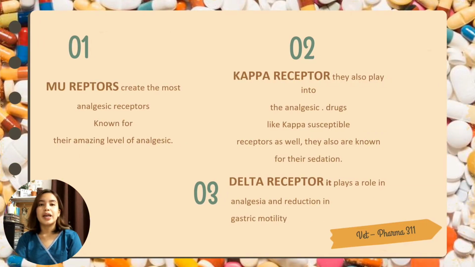The first one is mu receptors, which create the most analgesia. They are really known for their amazing level of analgesia. Likewise, kappa receptors also play into analgesic drugs. They are also known for sedation. The delta receptor plays a role in analgesia and reduction in gastric motility.